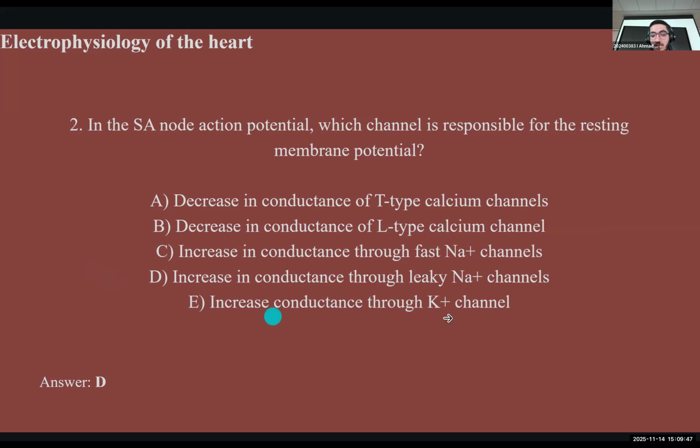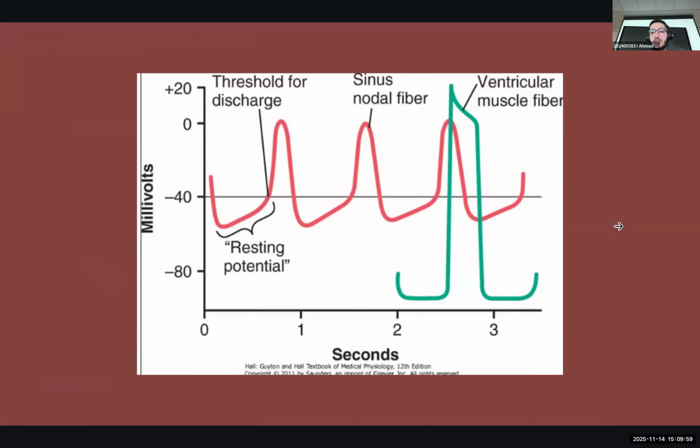And increased conductance through the potassium channel. Now, for the potassium channel, is it influx or efflux? It's efflux, so that would make the cell negative. So D will be the only correct answer. I showed this graph again because he mentioned its importance a lot in the lecture. Again, I would guess a question would come from here. I would recommend knowing the differences between the ventricular muscle fiber and the SA node, with the channels of each step.